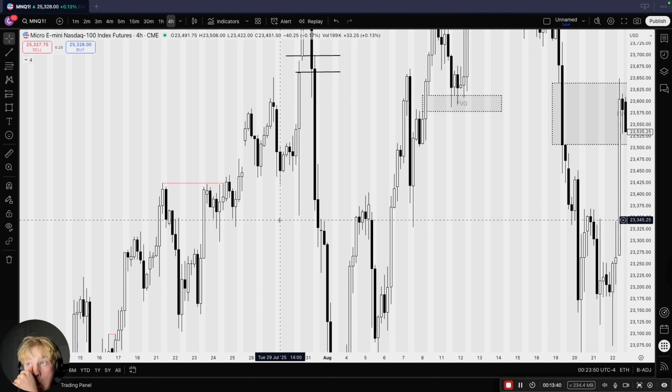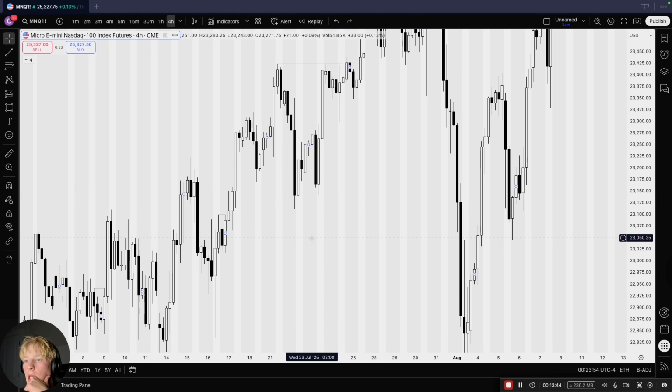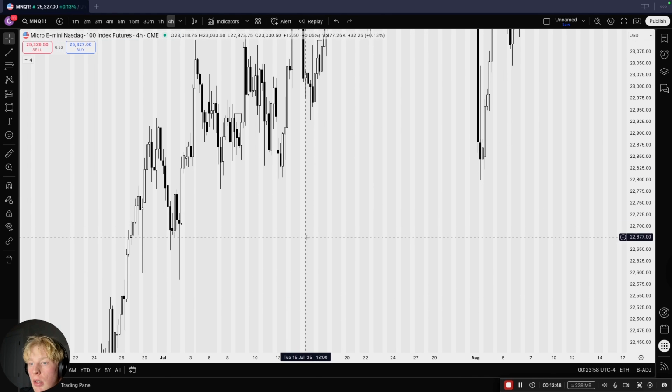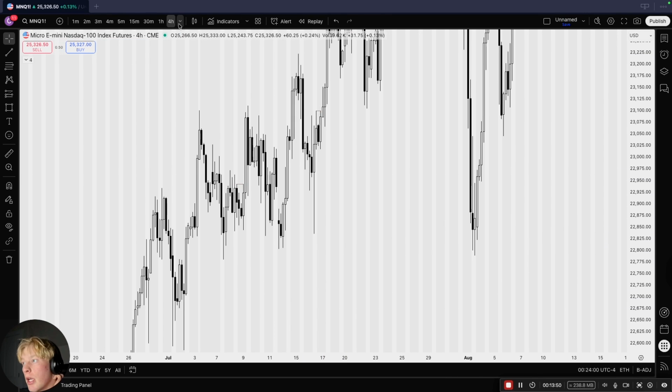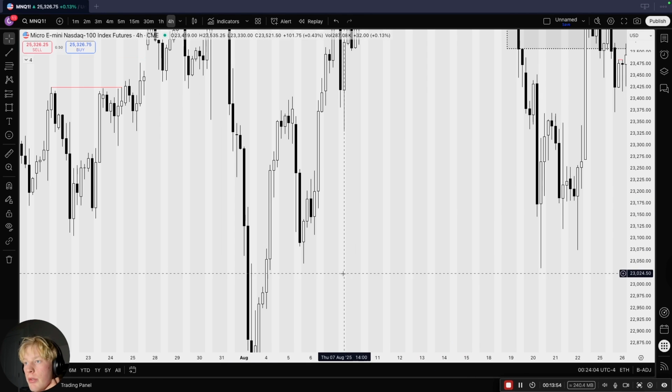Anyways, inverse fair value gaps. Let's get on to that. Let's see if I can find a nice, easy, and volatile example here. Sure. Let's look at this right here.